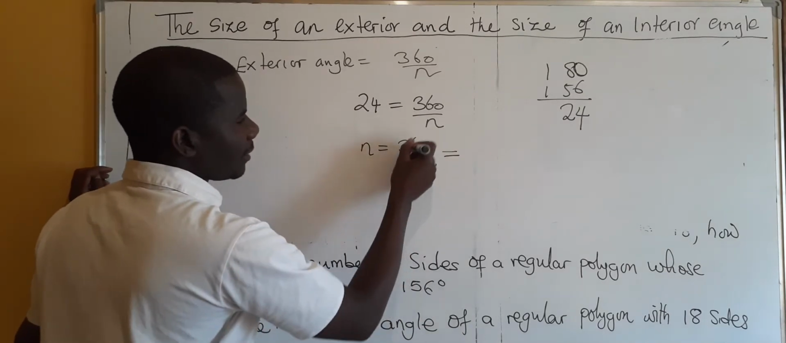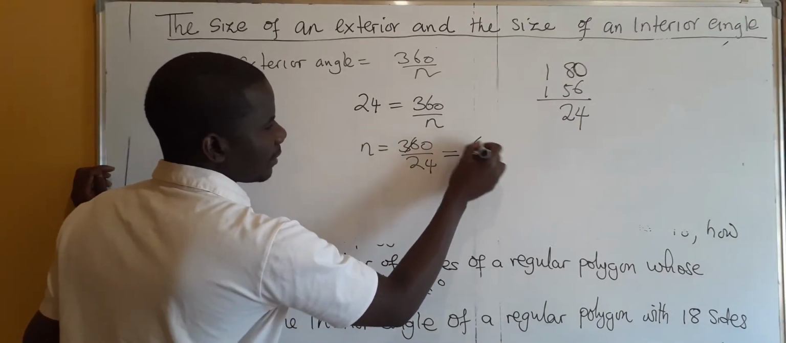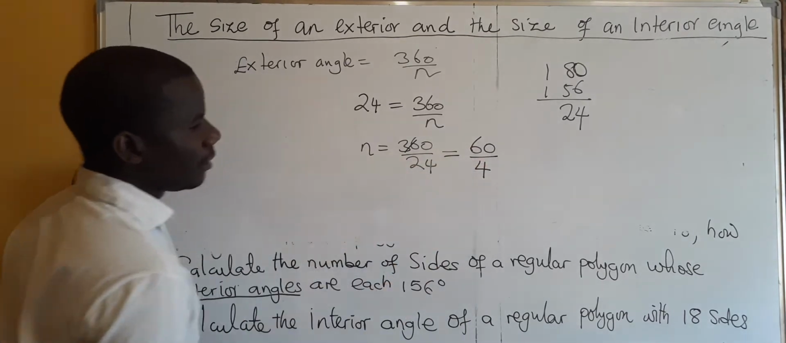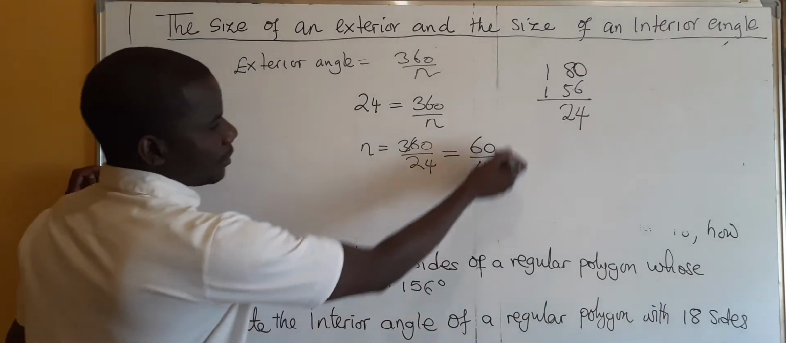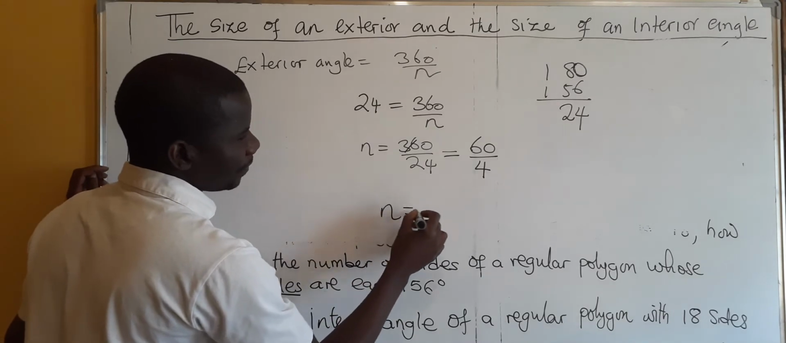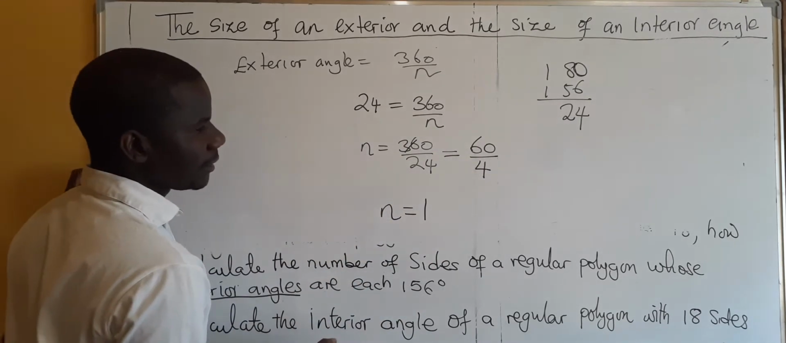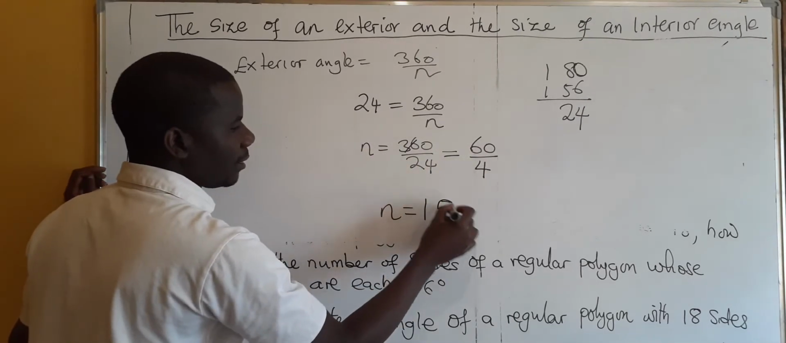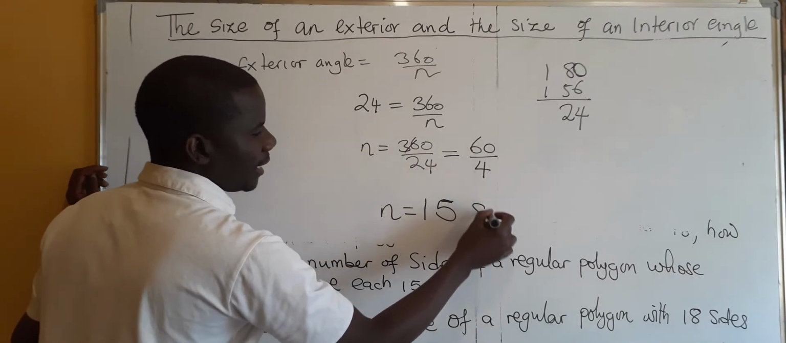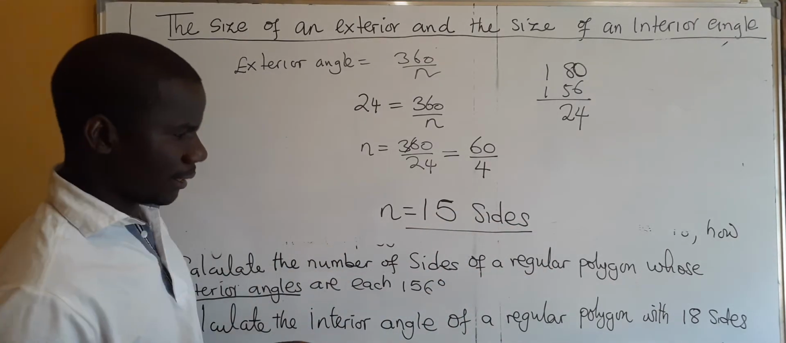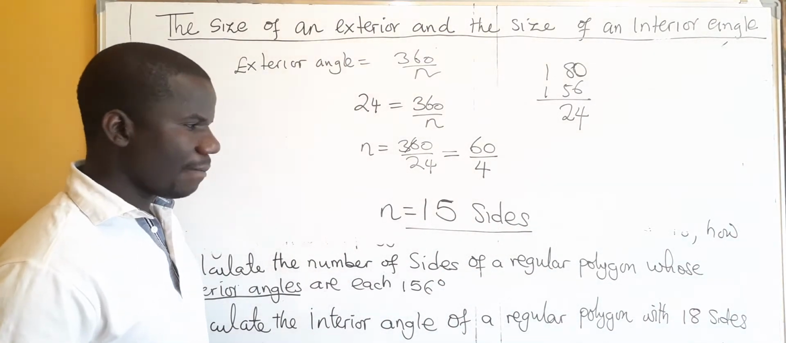Okay, you can say 6 here, it's 6, 0. 6 here, it's what? It's 4. You divide there, what do you get? 4 into 6, it's 1. Remember what? 2 into 25. So n is 15 sides. N is the number of sides.